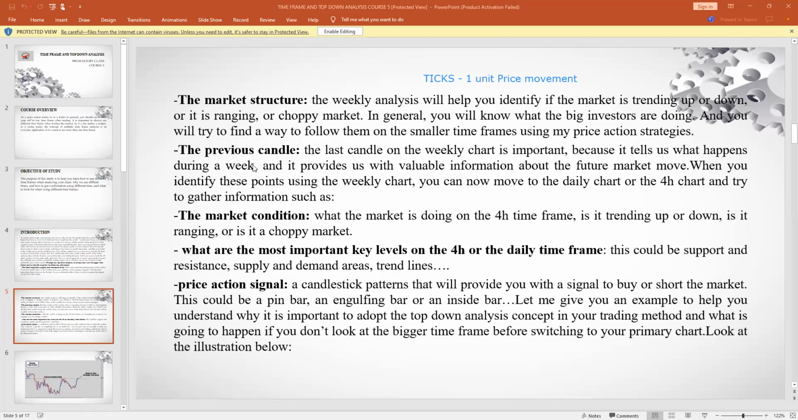So after you have done all of this, okay, it will give you areas to focus your attention on, such that as soon as price gets there, okay, the last thing that you now do is you wait for a price action signal. What do we mean by waiting for a price action signal? You are looking for a candlestick pattern that provides you with a signal either to buy or sell the market. This could be a pin bar, an engulfing bar, an inside bar, whatever it is, okay? So we're going to look at an example in the illustration below.